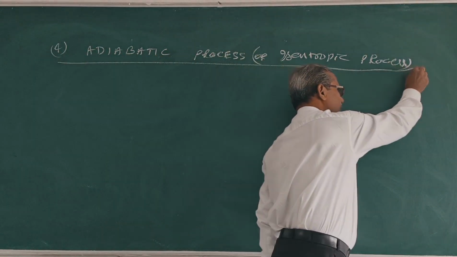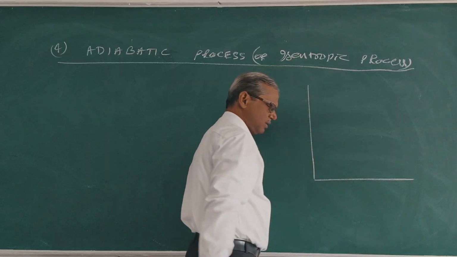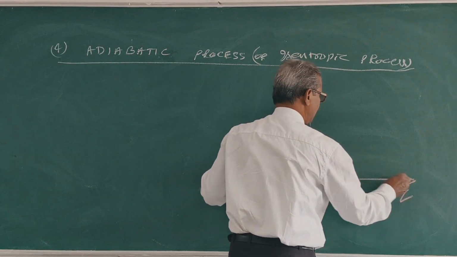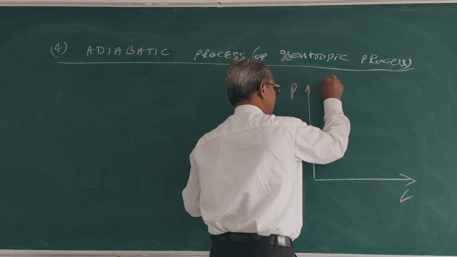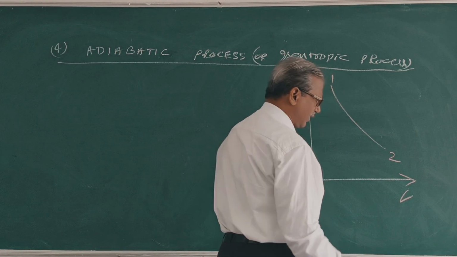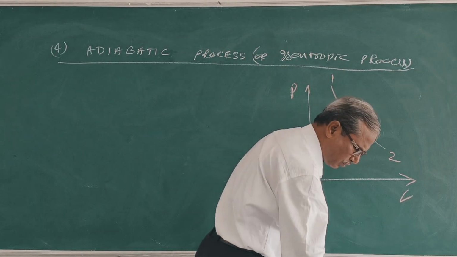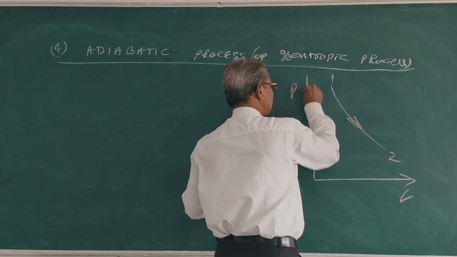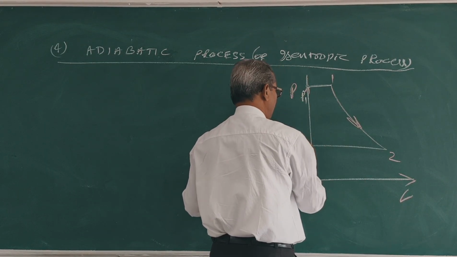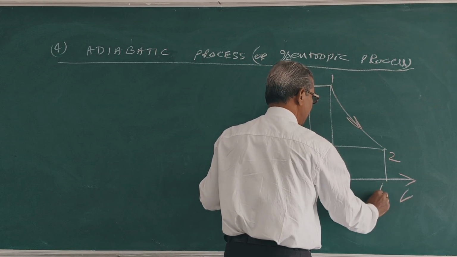This is the PV diagram. This is volume V. This is pressure P. This is 1, 2. Initial state 1, final state 2, expansion process. This is P1, this is P2. This is V1, this is V2. Clear?